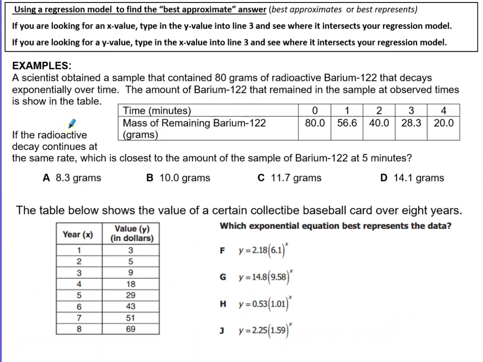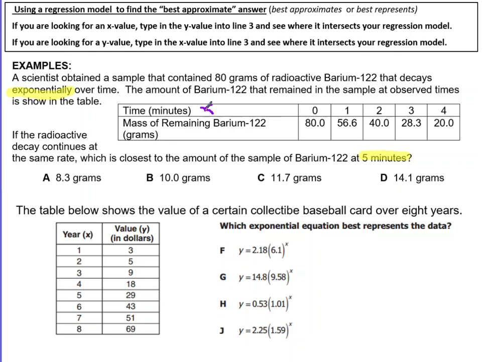A scientist obtained a sample that contained 80 grams of radioactive barium-122 that decays exponentially over time. The amount of barium-122 that remained in the sample at the observed times is shown in the table. If the radioactive decay continues at the same rate, which is closest to the amount of the sample of barium-122 at 5 minutes? So what we want to do is create a regression model based on our data and then figure out the y value when our x is 5.